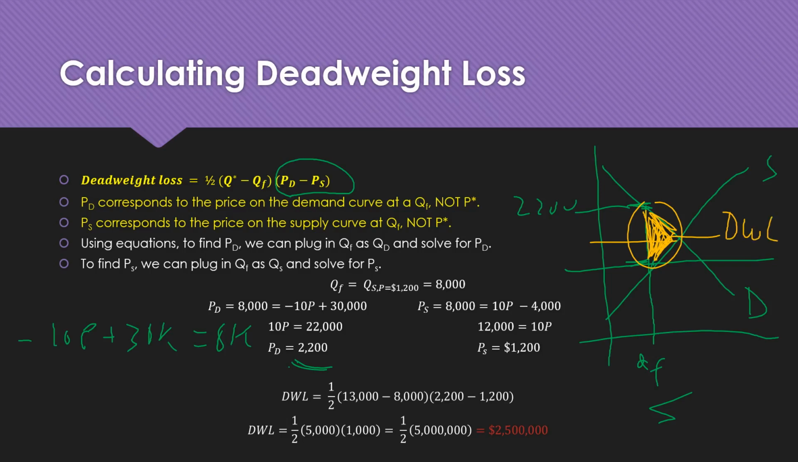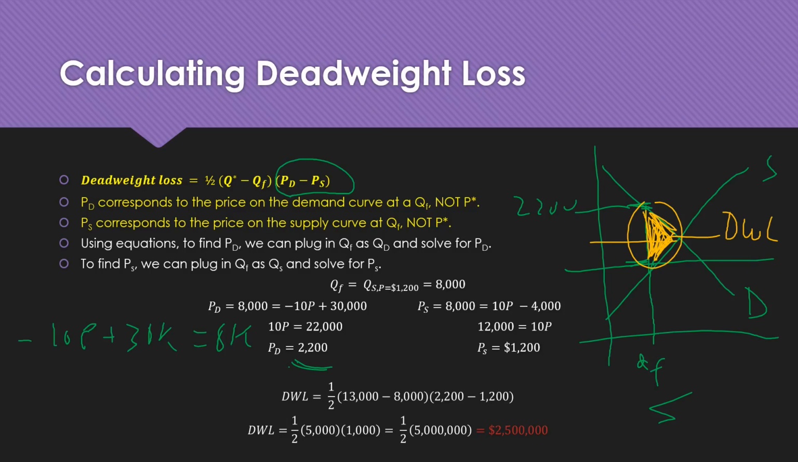So, our unknowns. Market equilibrium quantity, we knew that. QF we solved, it's 8K. PS is just the price ceiling, so it's 1,200. And PD is just that price we found, which is 2,200. So we plug all that in, we get 5,000 times 1,000 times a half, which ends up being a half times 5 million, which means that our deadweight loss is $2.5 million. So there's a loss in welfare and economic surplus of $2.5 million because of this price ceiling implemented.